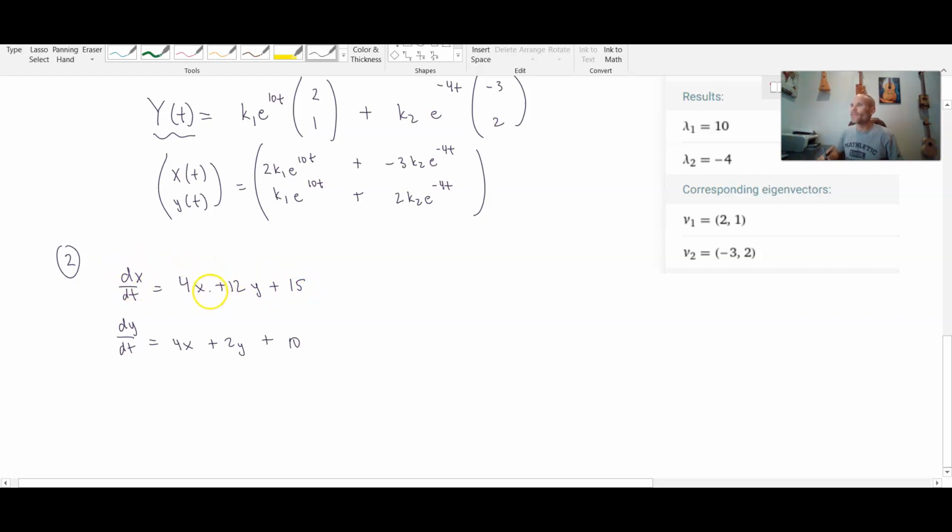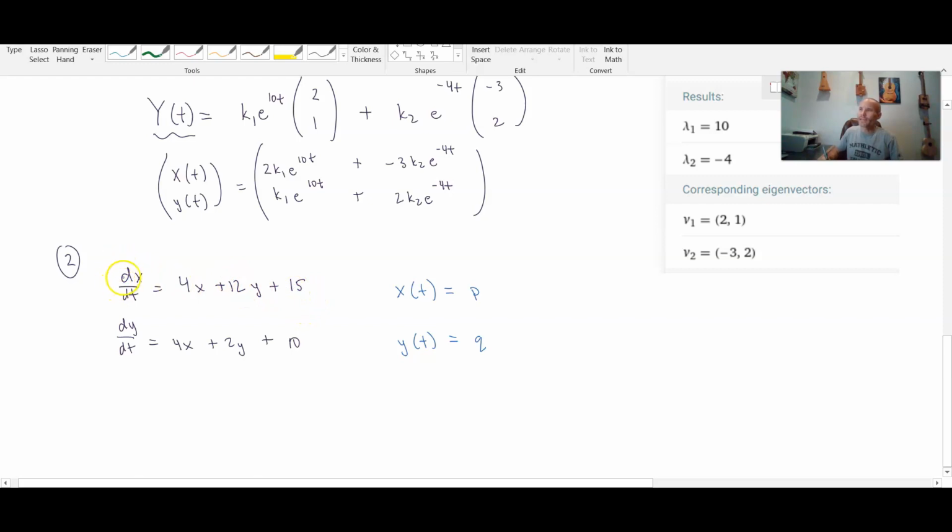Well, a function that might come to mind normally, if this was just a single differential equation, is to guess x of t to be some constant. Okay, so we'll just say x of t equals some constant, and maybe I'll call that p for now. So p is just some constant, and y of t is equal to q, some other constant. That way, what I'm adding here is 4 times some constant plus 12 times some constant plus 15.